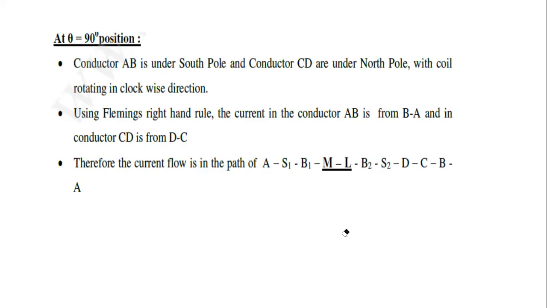Okay, after some positions, that is theta equal to 90 degrees and so on up to theta equal to 360 degrees, but if we observe, the positions of the commutator segments and the conductor both will be changed. Okay, the direction of the current is the same. For every position the direction of the current is the same. Why? Because the conductor and also the commutator segments both will be changed when we are using the split rings in the commutator.